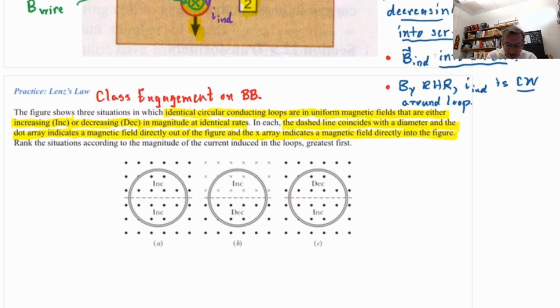My task is to rank the situations according to the magnitude of the current induced in the loops, biggest to smallest. So take it a step at a time, kind of look at each half and what's happening in each half, and then figure out what's happening in the whole, and do that for all three, and then rank the biggest induced current to the smallest.